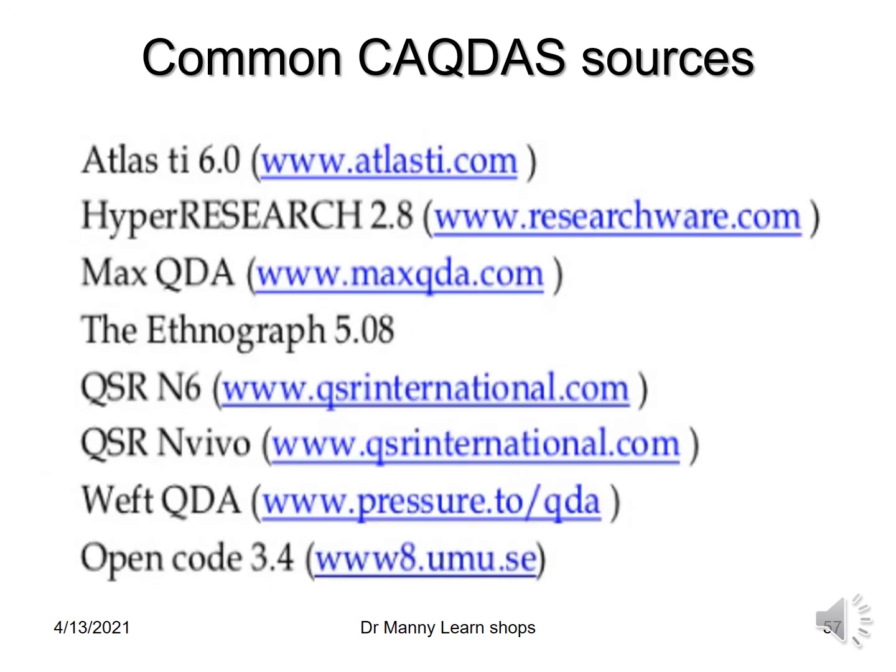So, common sources could be Atlas, HyperRESEARCH, MAXQDA, Ethnograph, QSR N6, QSR NVivo, Weft QDA, OpenCode, and there are many, many, many more. I'm not familiar with any of them. I preferred to do it manually.